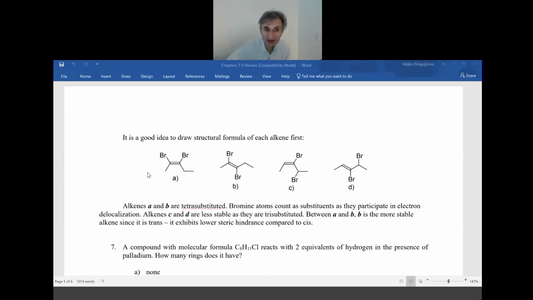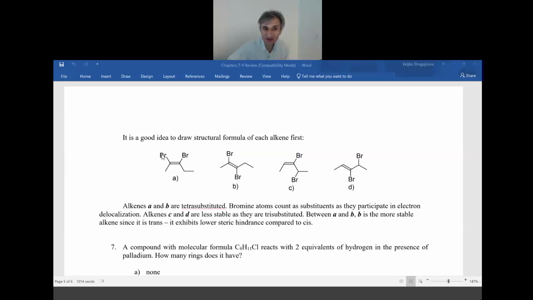So A has 4 substituents. It has no hydrogens on the double bond. B also has 4 substituents. C actually has 3 substituents: an alkyl group, methyl, another alkyl, and bromine. 3 substituents and 1 hydrogen. And D also has 3 substituents. The more substituents there are, the more stable the double bond. So A and B are more stable than C and D. So it's either A or B that is the most stable.